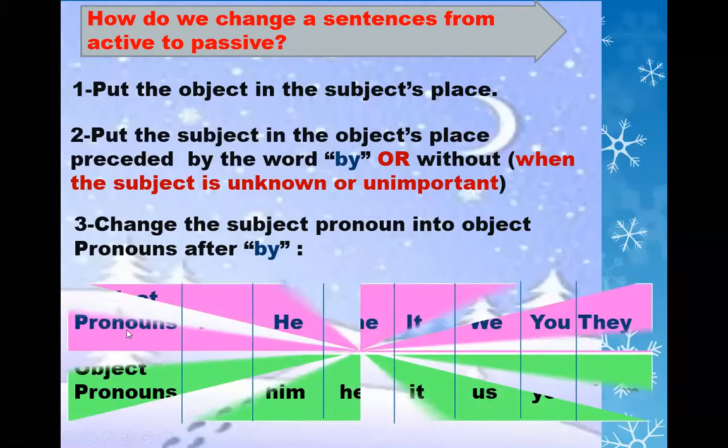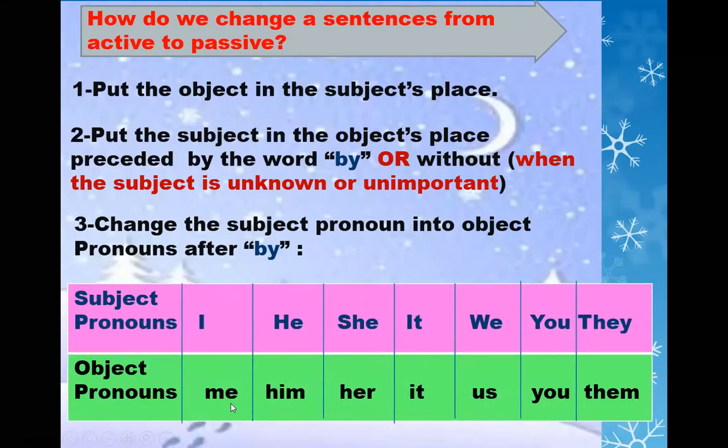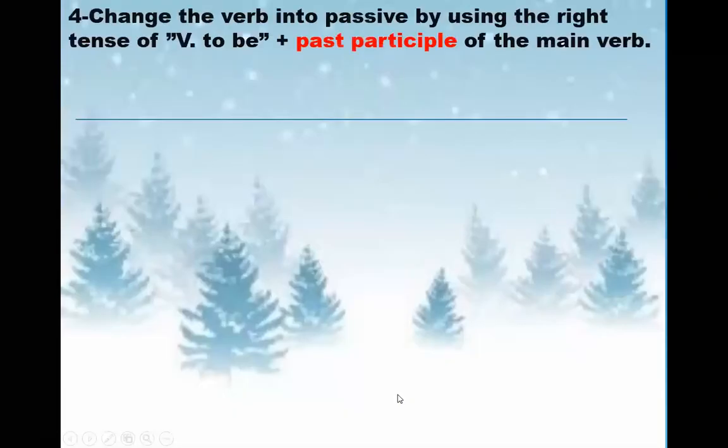Like that, I at the end of the sentence will be me. He will be him. She will be her. It will be it. We, us, you as it. They will be them. Okay?